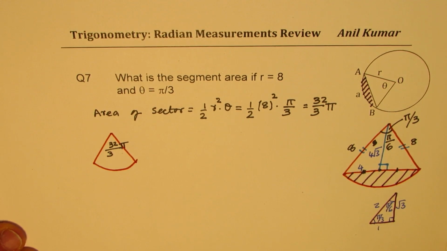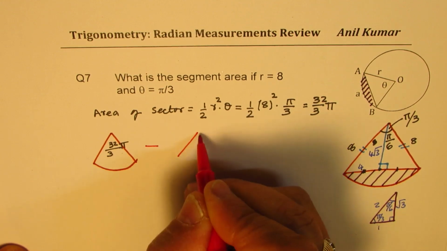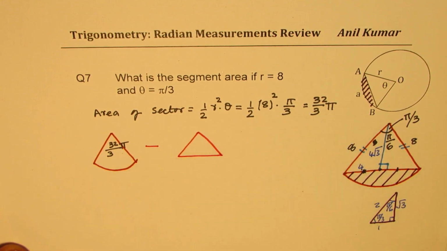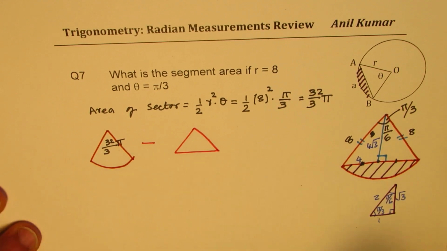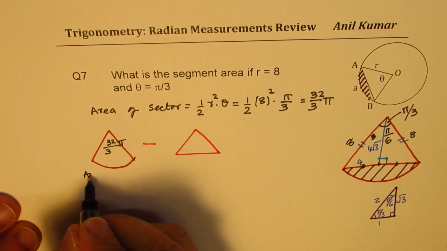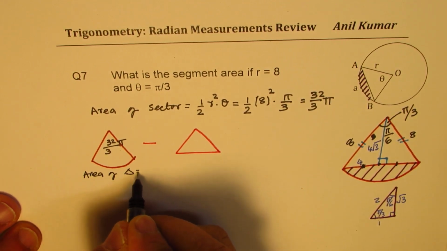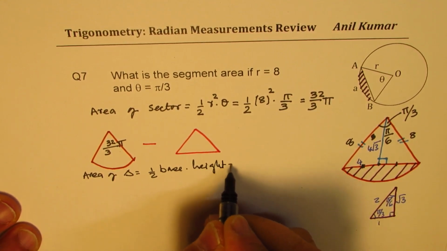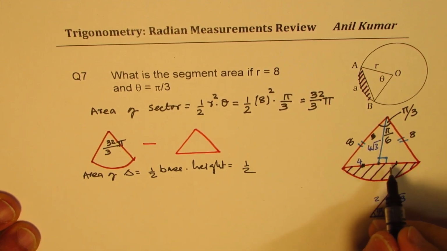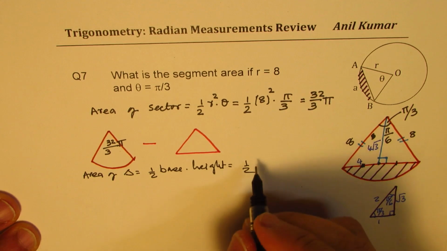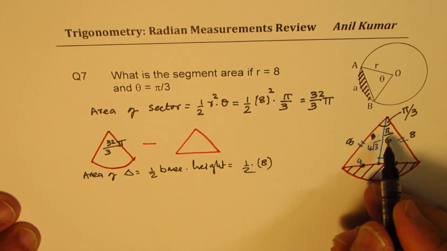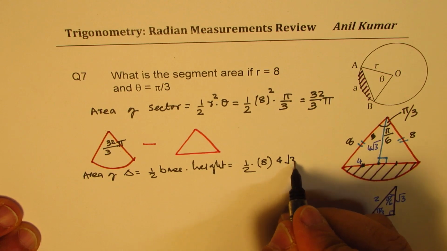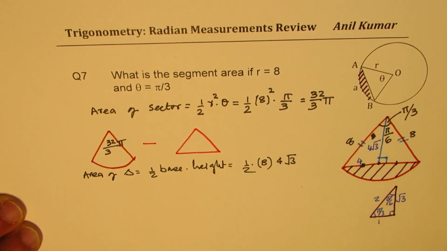Now, let's find the area of the triangle. We'll take away from this area the area of the triangle, which is half base into height. So the area of the triangle is half of base times height, which is half of 8, the base, times the height, which is 4 times square root 3. Let's calculate this answer.